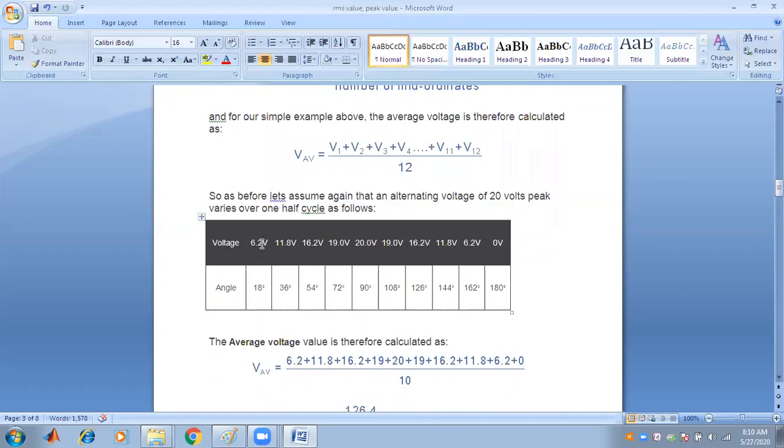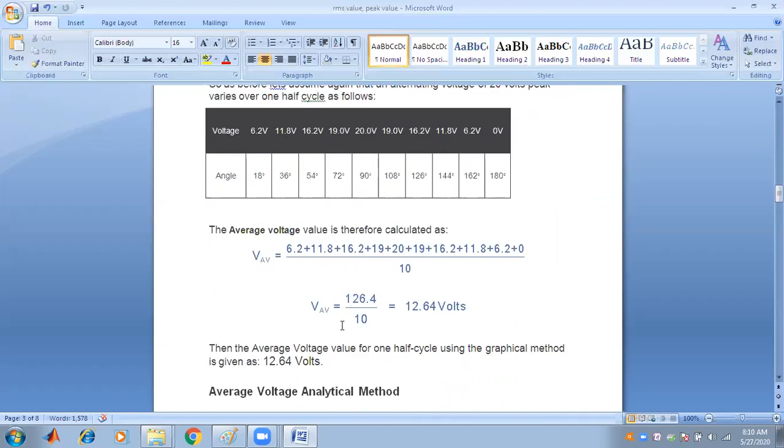So the summation of all these voltages is 6.2 plus 11.8 plus 16.2 plus 19 plus 20 plus 19 plus 16.2 plus 11.8 plus 6.2, divided by the total number of divisions: 1, 2, 3, 4, 5, 6, 7, 8, 9, 10. You will get the average value, V average.